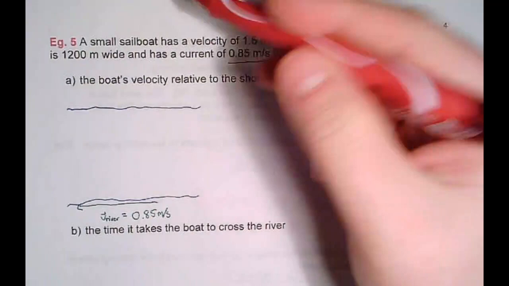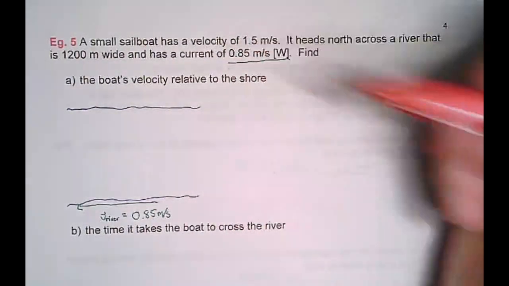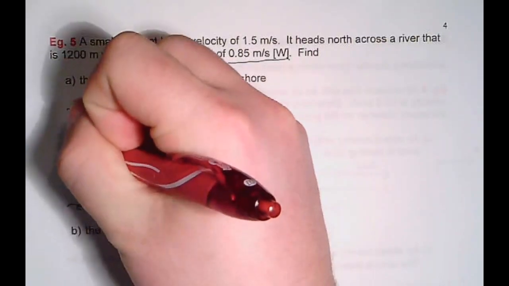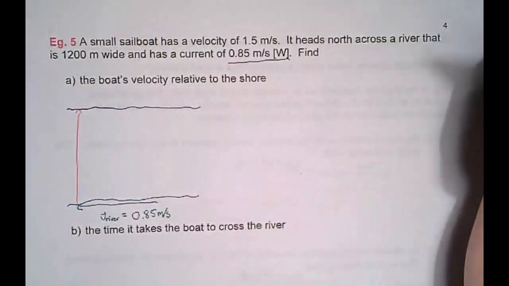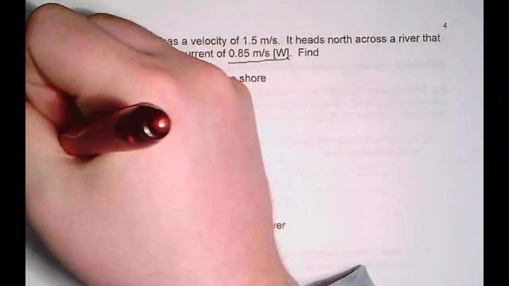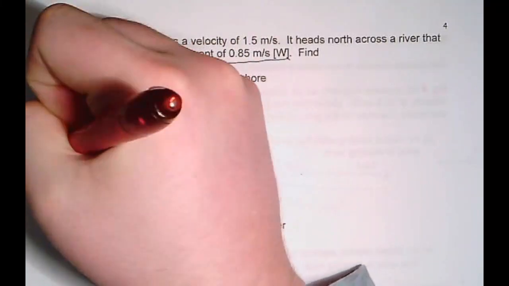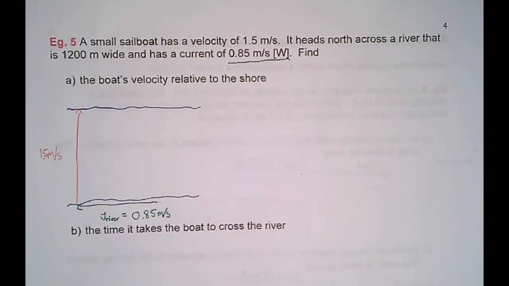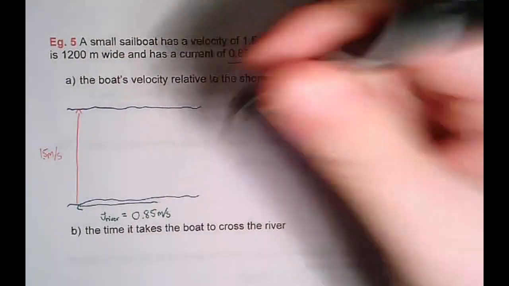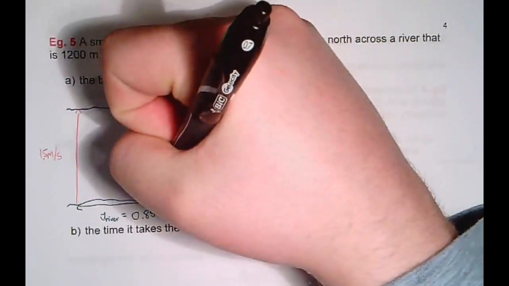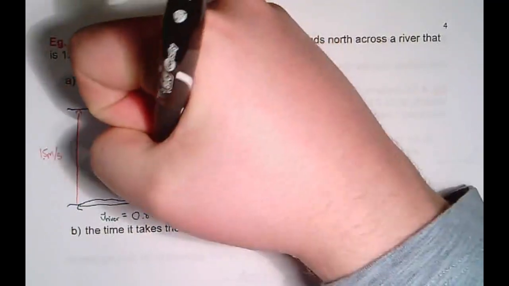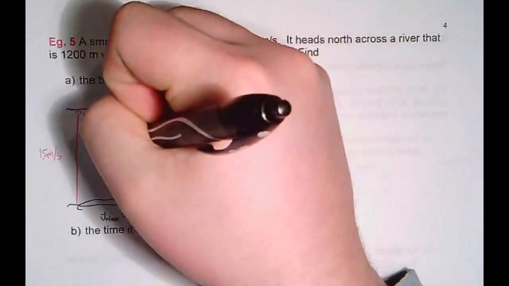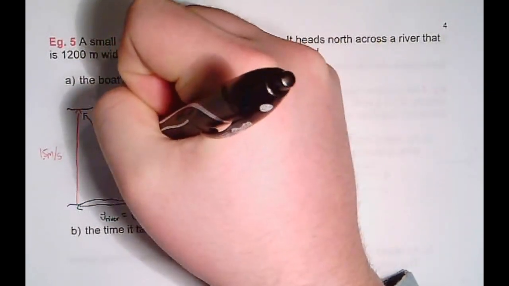We know the small sailboat has a velocity of 1.5 meters per second. The sailboat's trying to get across the river. So that sailboat is 1.5 meters per second. Our resultant vector, our last line, is from the tail of the first to the tip of the last. That there is our ground velocity.